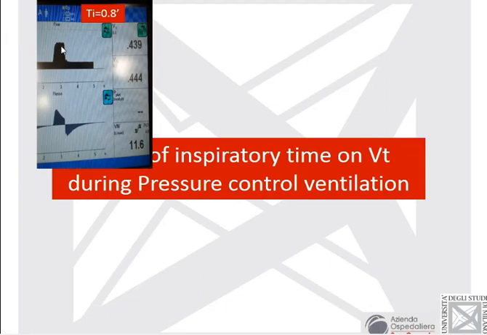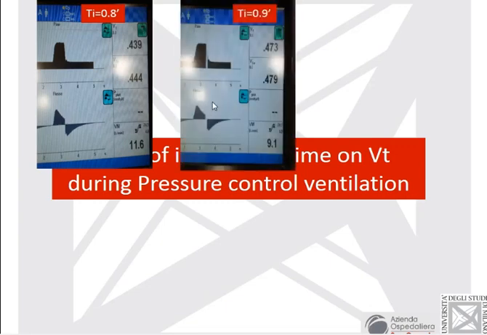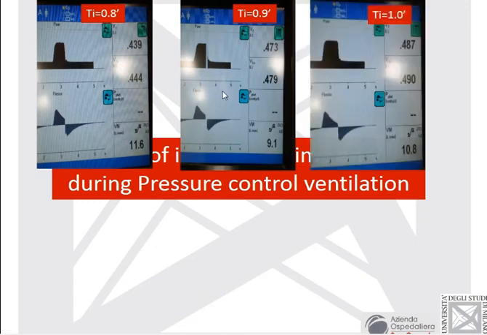Here, our tidal volume is 444 ml and our inspiratory time is 0.8. You have pressure and flow. Now we increase our inspiratory time and tidal volume goes up. Why is that? Because here the flow was not zero, so we are giving more time to the airway pressure to equilibrate with the alveoli, and so the tidal volume will go up.